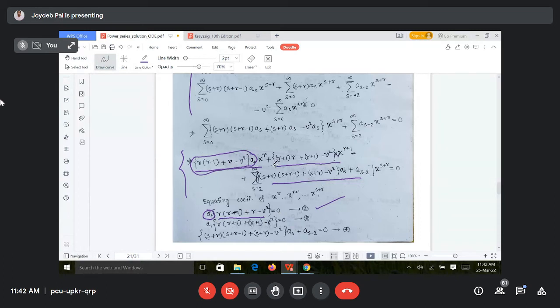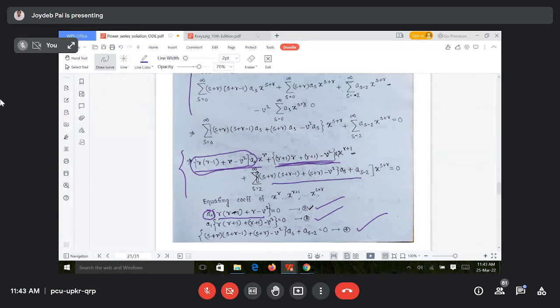Okay, and after comparing the other terms' coefficients, that is another equation, and it is the general equation, meaning the recurrence relation. So you will get these things naturally. There is no separate technique for solving Bessel's equation.